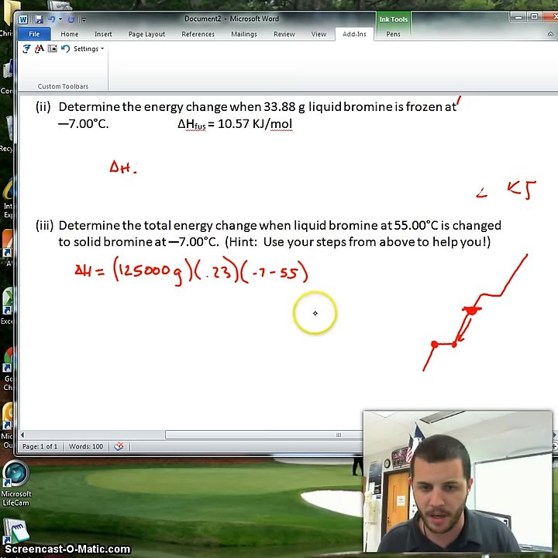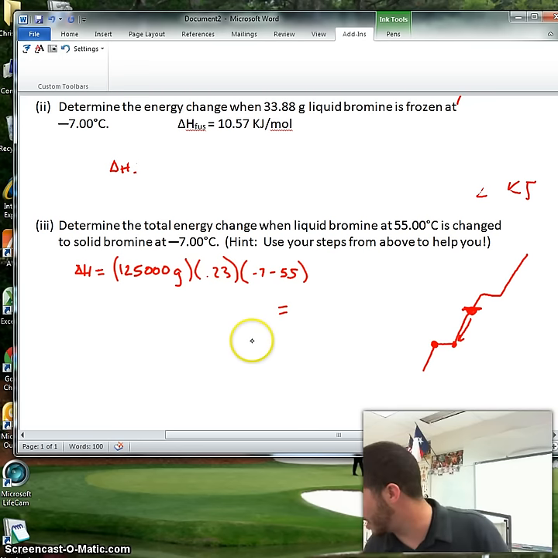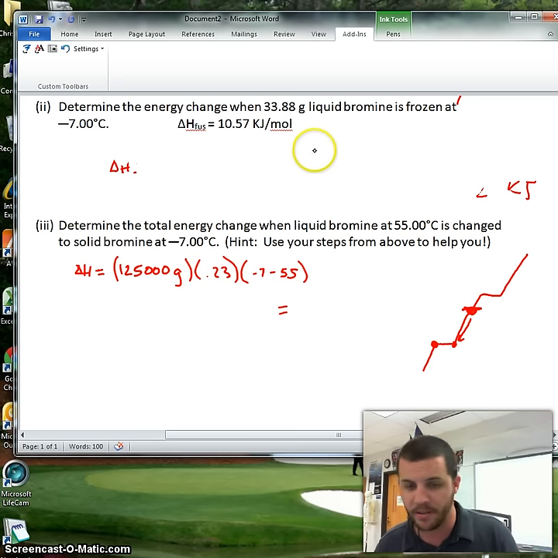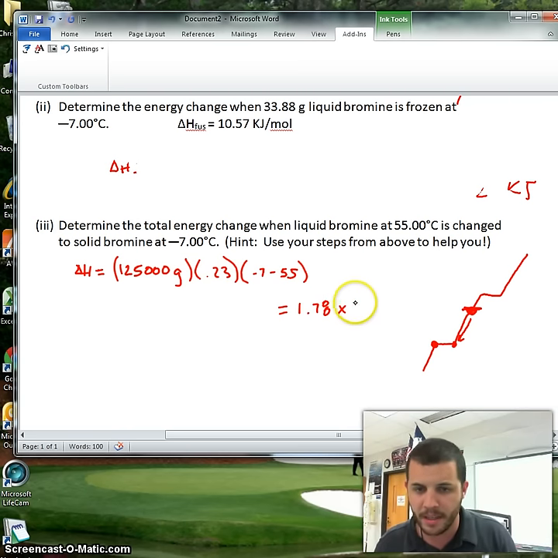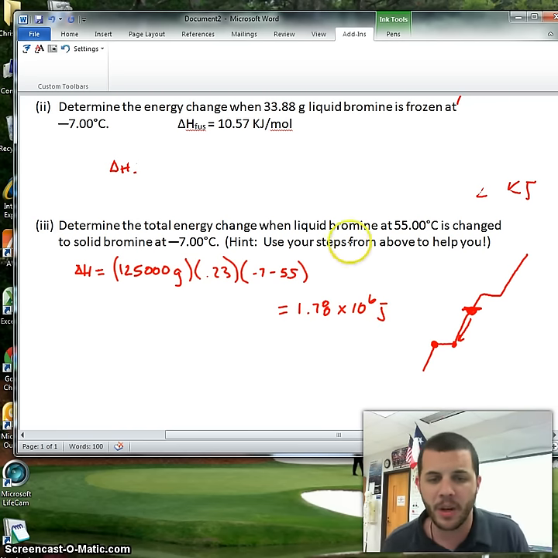So now I type this into my calculator. I've already done it. I believe the answer that we got was 1.78, I've already lost it. I believe that was 1.78 times 10 to the 6th joules. Okay, so that is the first part of our answer.